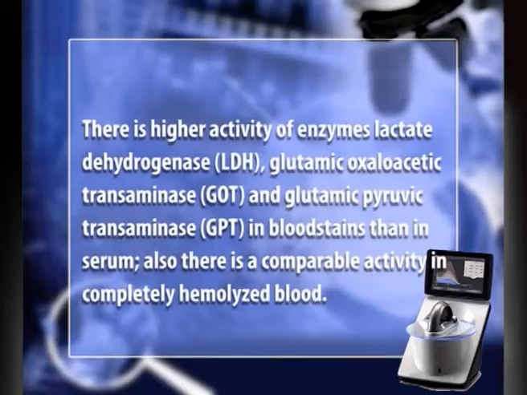UV visible spectroscopy can be used to study blood stains by detecting the presence of enzyme activity in the stain. There is higher activity of the enzymes lactate dehydrogenase, also called LDH, glutamic oxaloacetic transaminase, GOT, and glutamic pyruvic transaminase, GPT, in blood stains than in serum. Also, there is comparable activity in completely hemolyzed blood. This forms the basis for the use of UV visible spectroscopic methods for analysis of blood stains.